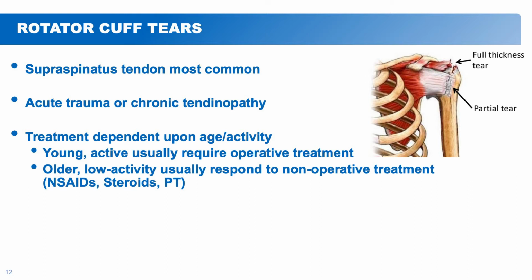In young, active individuals, this usually requires operative treatment, especially in a full thickness tear, whereas a partial thickness tear or a full thickness rotator cuff tear in older, low activity type individuals usually respond well to non-operative treatments, including non-steroidal anti-inflammatories, steroids, and physical therapy. As mentioned previously on the anatomy slides, the deltoid is the primary elevator of the shoulder. So if you have what's called a balanced shoulder and your front rotator cuff tendon, your subscapularis, and your back rotator cuff tendon are intact, then often with proper physical therapy, you can retrain the deltoid to be able to actively lift your arm.